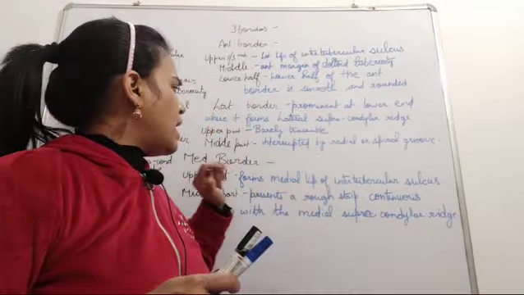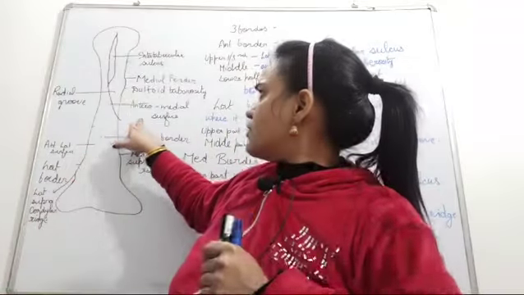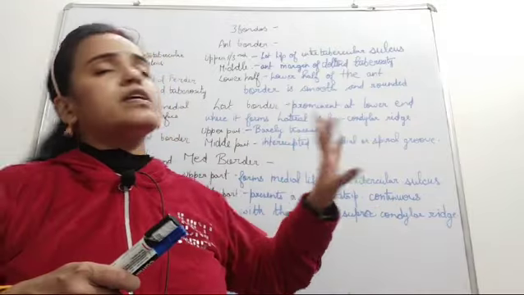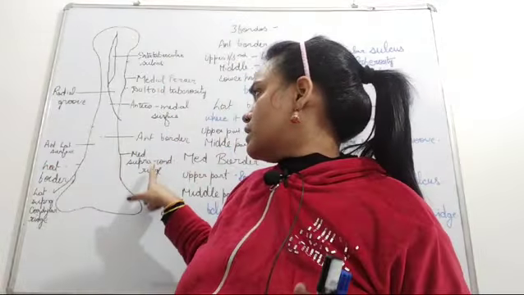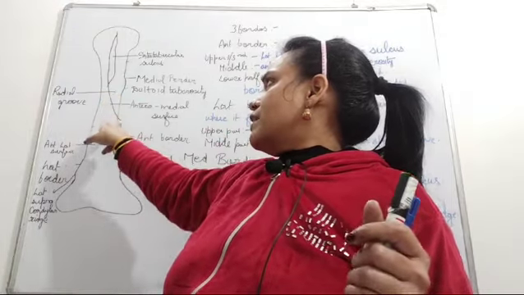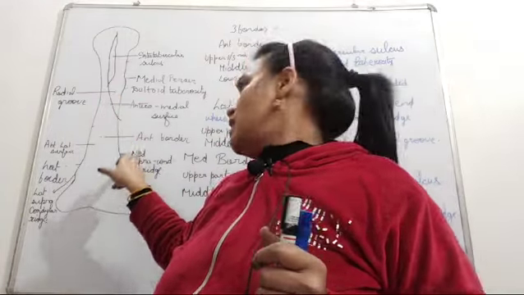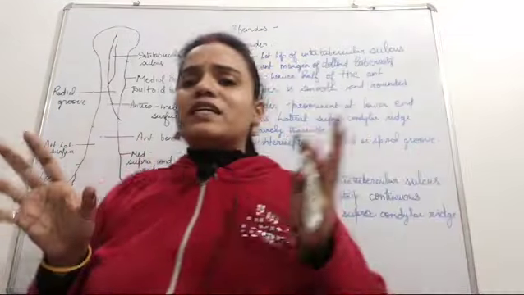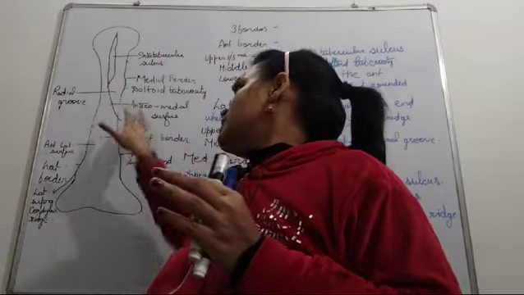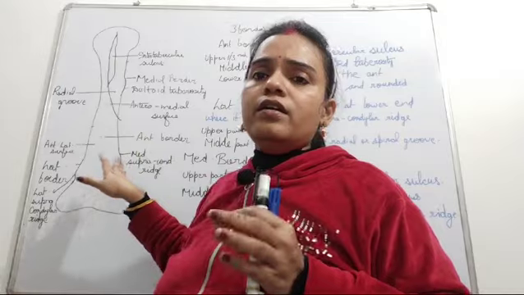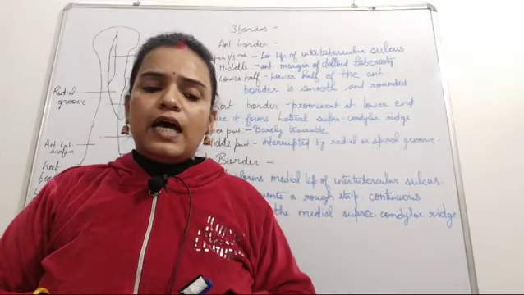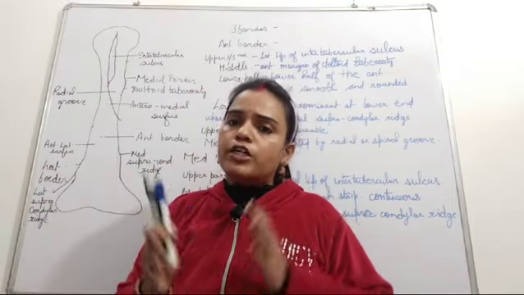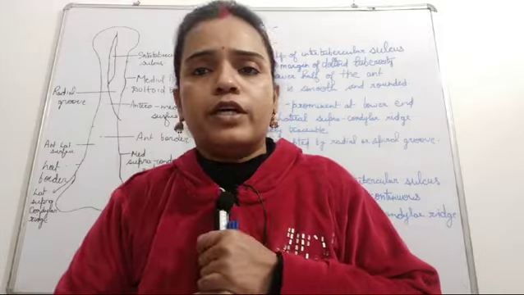Now coming to the middle part, it presents a rough strip continuous below with the medial supracondylar ridge. So the middle part will join the lower part near the medial supracondylar ridge. So basically the sense is to say that the medial border will end near the medial supracondylar ridge. So this was all about the borders of the shaft of the humerus.